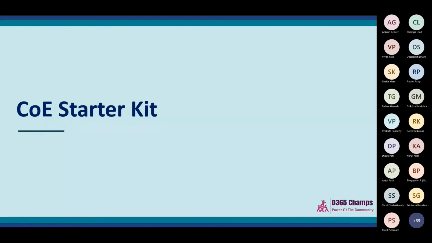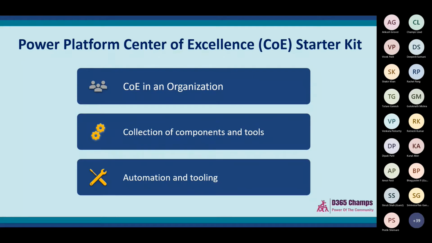Let's start with the Power Platform COE, that is the Center of Excellence starter kit. A COE in an organization drives innovation and improvement and brings together like-minded people with similar business goals to share knowledge and success, while at the same time providing standards, consistency and governance to the organization. The Microsoft Power Platform COE Starter Kit is a collection of components and tools designed to help you get started with developing a strategy for adopting and supporting Microsoft Power Platform with a focus on Power Apps, Power Automate, and Power Virtual Agent.